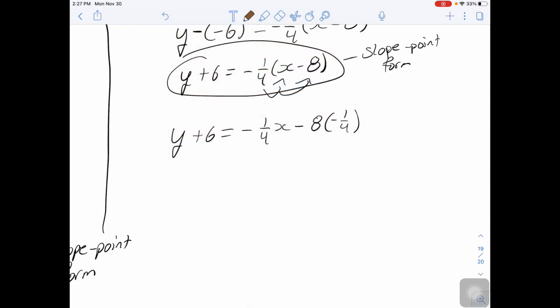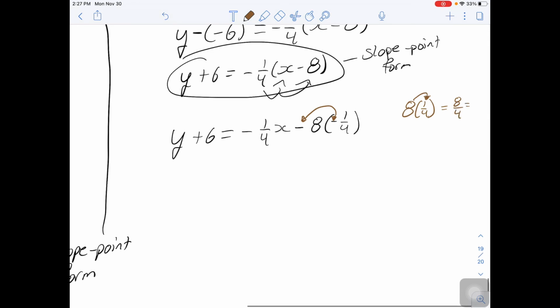Okay, now recall that two negatives multiplying together will make a positive, so those cancel out. And 8 times 1/4, when you multiply a whole number by a fraction, you multiply the top number by your whole number. So it's 8 times 1/4. 8 divided by 4 simply gives me 2. So we will end up getting y plus 6 equals -1/4x. Remember, our negatives cancel out, so this will be positive 2.